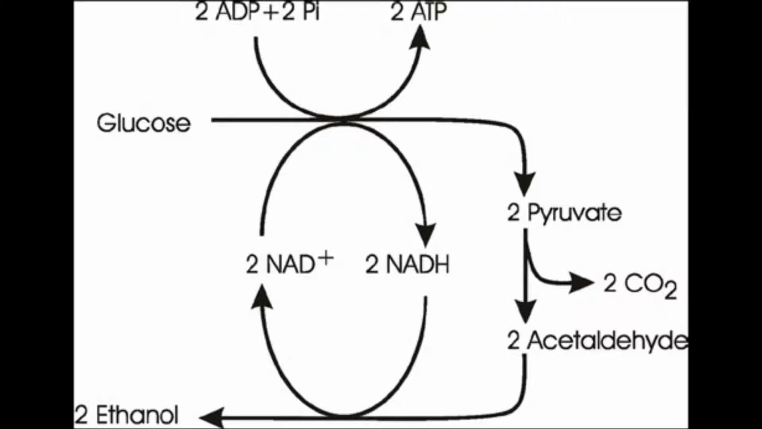The 2 pyruvates are then broken down into 2 acetaldehydes and give off 2 CO2 as a waste product. The 2 acetaldehydes are then converted to 2 ethanol by using the H ions from NADH, converting NADH back into NAD+, and beginning the cycle over again.